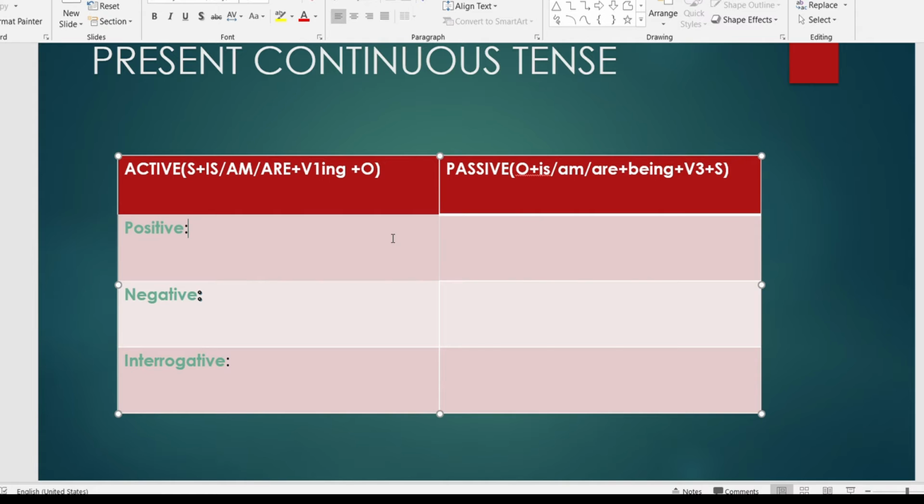So let's have one example here. Rita is watering the plants. रीता पौधों को पानी दे रही है. The plants are being watered by Rita. Plants को रीता के द्वारा पानी दिया जा रहा है या plants को पानी दिया जा रहा है. So see the use of are here because plants is a plural word now. So are will be used. If it is singular, then is is used. If that's I, then am is used.